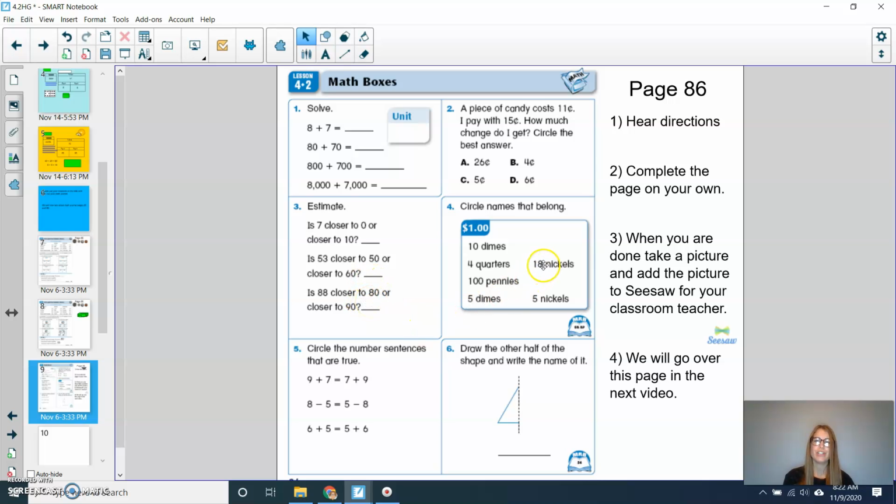For question 4, circle the names that belong. So circle the names that equal the same thing as $1. For question 5, circle the number sentences that are true. So since they say sentences, that means you might be circling more than one thing. And for question 6, draw the other half of the shape and write the name of it.